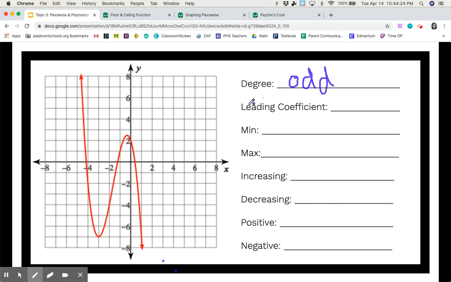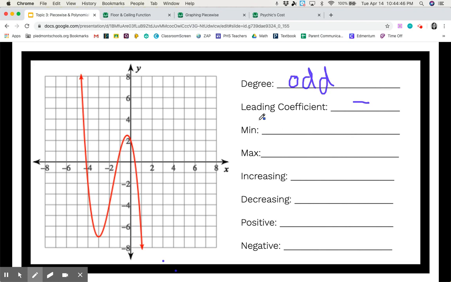To determine the leading coefficient, you want to look at the right arrow. And so that right arrow, is it giving me negative y values or positive y values? And that tells me whether or not that leading coefficient is positive or negative. It's going down, so that is negative y value, so my leading coefficient in this case is negative.